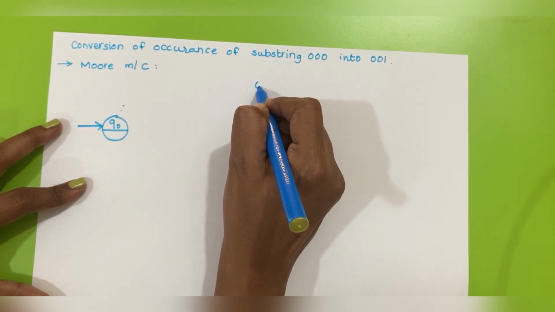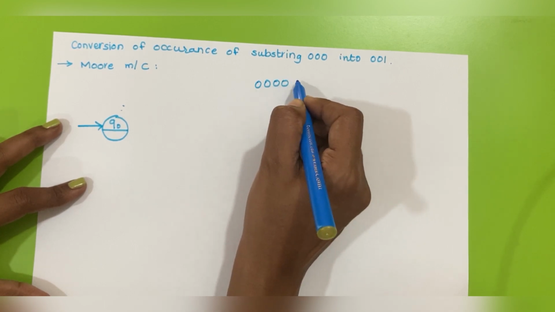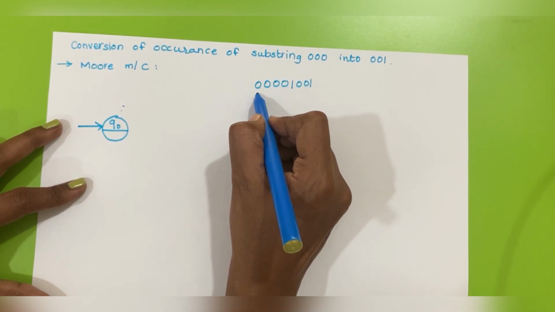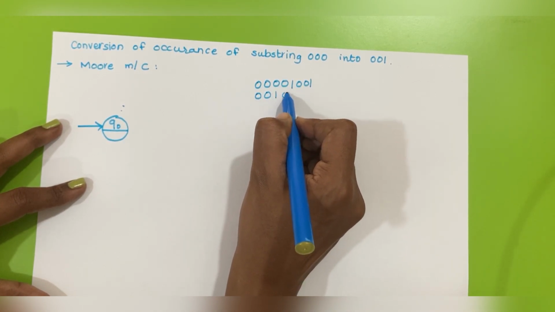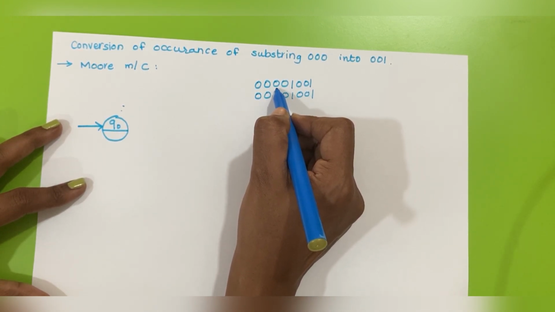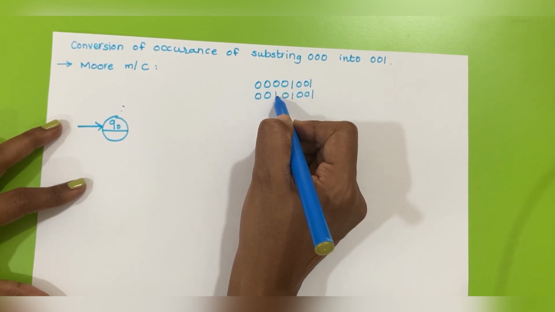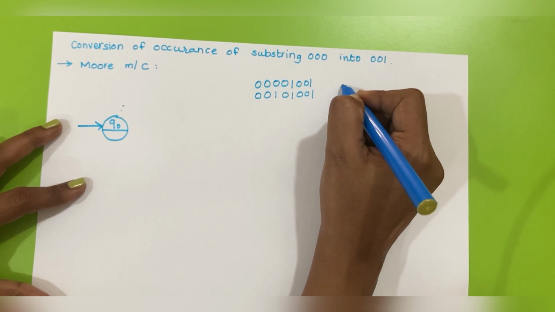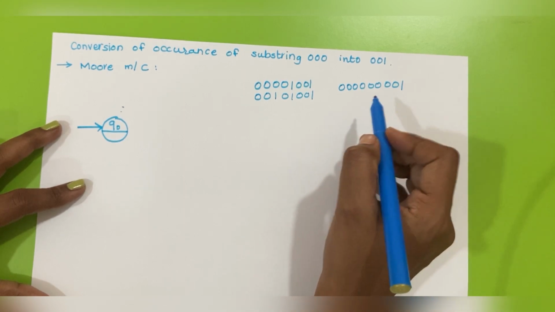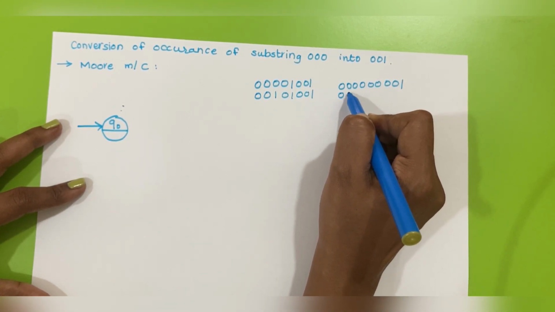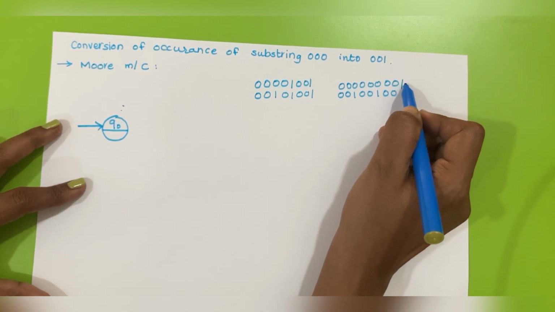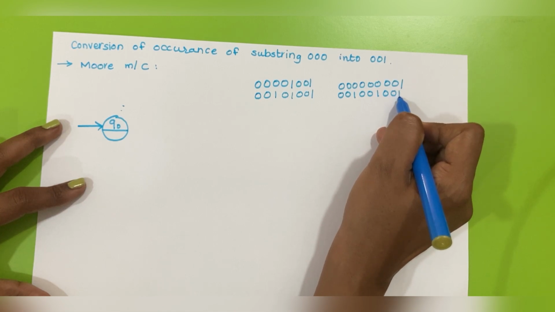Suppose we have the string like 0 0 0 1 0 0 1. So this string will be like 0 0 1 1 0 0 1. This is the third zero. This is the consecutive third zero, that's why this will be converted into 1. If we have the string like 0 0 0 0 0 0 0 1, then this string will be converted as 0 0 1 0 0 1 0 1. Here the third zero is not present, so this will remain as it is.